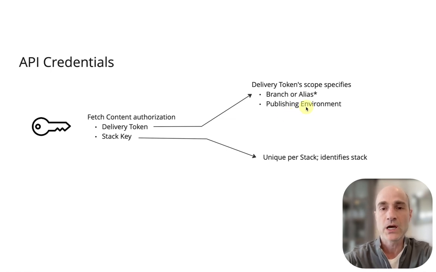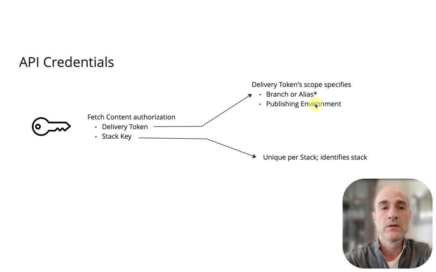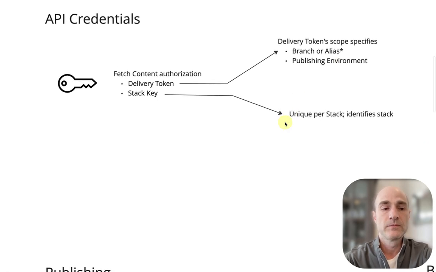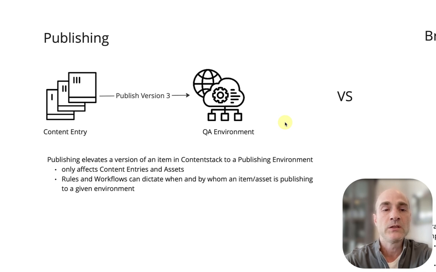So what do we have to offer Contentstack when we create that delivery token? Well, it's really a couple of things. It's a branch or something known as an alias, which we'll come back to. And it's also this other piece called a publishing environment. So those are the two critical pieces of information we must give Contentstack so that it can uniquely identify accessing that type of content. Now, why is that? Well, to understand that, we need to talk about publishing, and then we'll talk about branching.